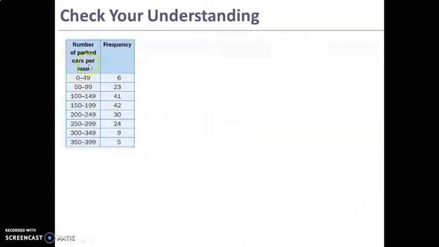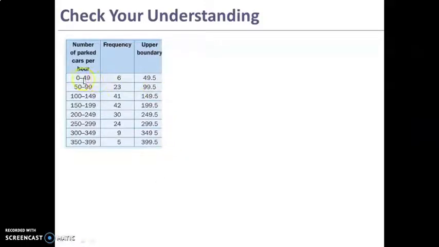Starting at this frequency table, draw a cumulative frequency graph for it, okay? So this represents the number of parked cars per hour, I guess, maybe in a parking lot. So there were 0 to 49 cars. That happened 6 times. Or 50 to 99 cars. That happened 23 times. All right, and so on and so on. So now, make a cumulative frequency column, figure out the upper boundary, and then see if you can make the graph. Okay, in this case, I'll just give you a hint.